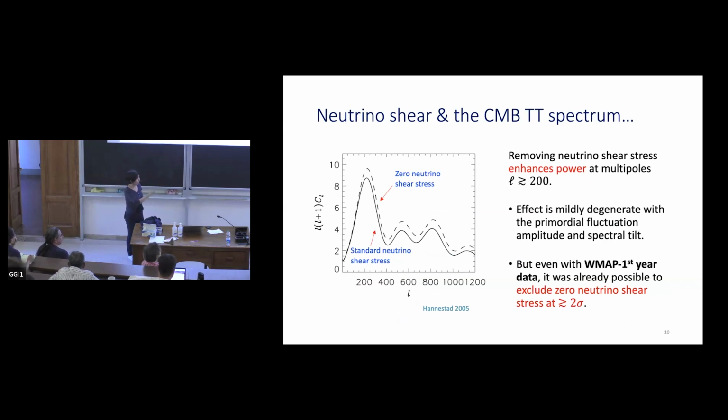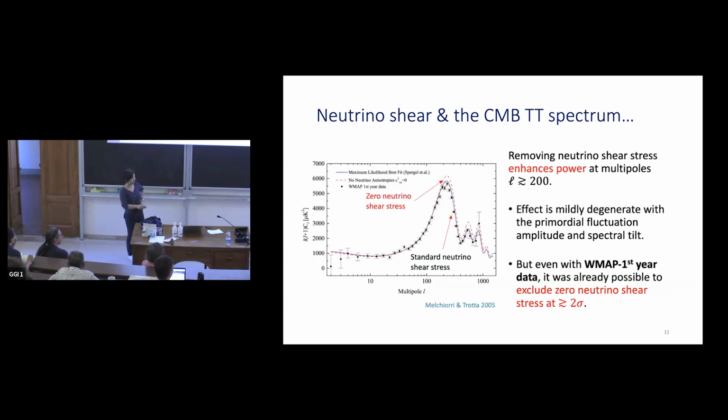Okay, this is one paper. There was actually another paper that came out at around the same time by Alessandro Melchiorri and Roberto Ciotta. They modeled things a little bit differently, but it's the same idea. They were also testing for anisotropic stress or lack thereof. And again, they saw that if you remove the shear stress in the neutrinos, you have an enhancement in the peaks here at multipoles larger than about 200 or so.